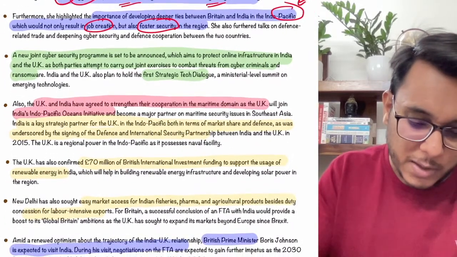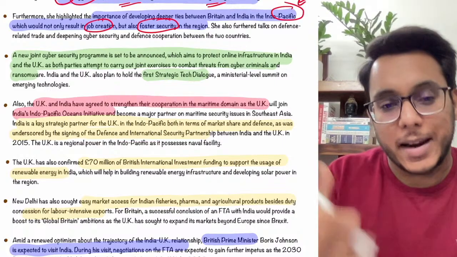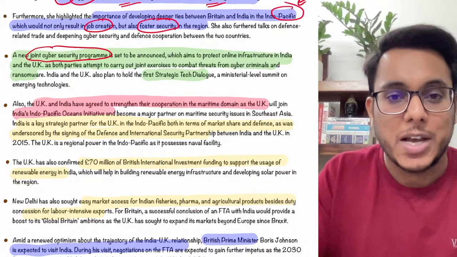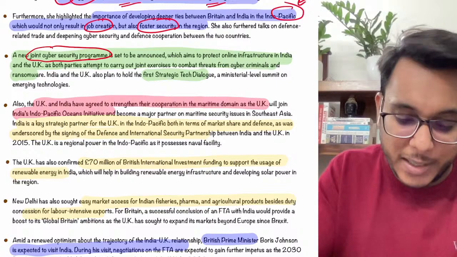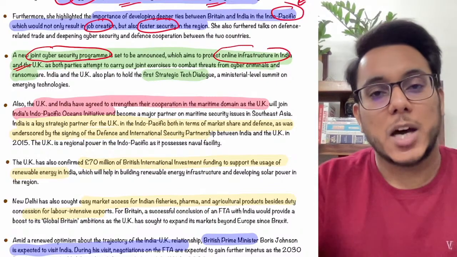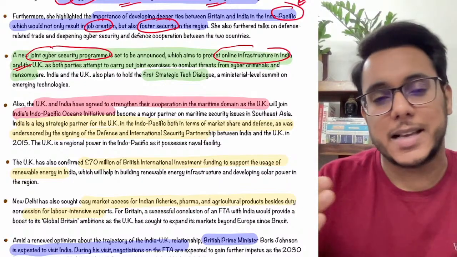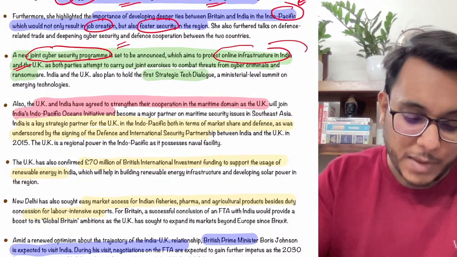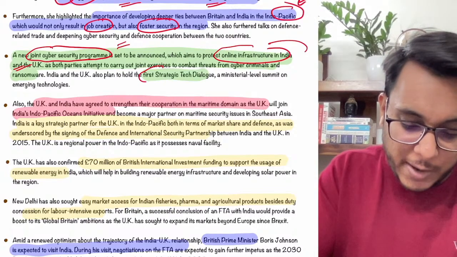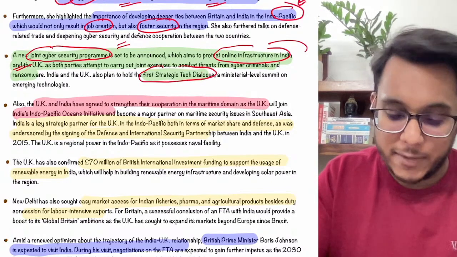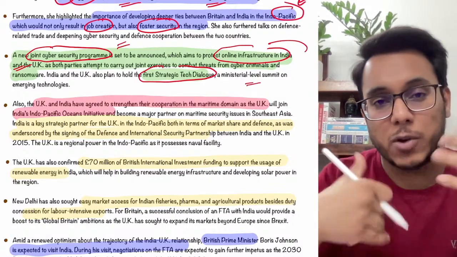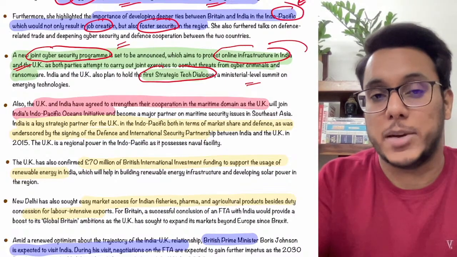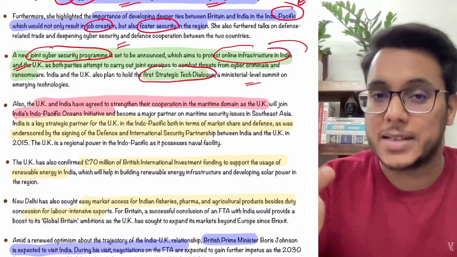Then understand what has happened between India and UK recently: a joint cyber security program is being talked about and is set to be announced. This program will aim to protect the online infrastructure of India as well as the UK. Cyber attacks, ransomware and all these things are becoming very problematic, so to deal with it, the joint cyber security program is yet to be announced. Now the UK is also planning to adopt the first strategic tech dialogue. It will be a ministerial level summit where ministers from both countries will come together and discuss emerging technologies, how these technologies can disrupt communication, and how they can bring some cyber challenges.